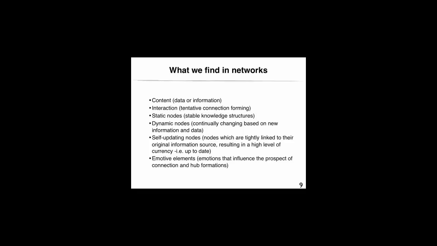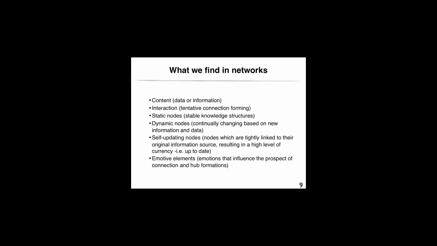So what do we find in networks? Well, we learn in networks because the system is in constant evolution. Some things change rapidly, and some things change slowly. We find a variety of items in a network, such as content, which is data or information. We also find interaction, and that is tentative connection forming. There are some static nodes, and this is stable knowledge structures or structures that do not change as easily. There are dynamic nodes, and these are continually changing nodes based on new information and data.